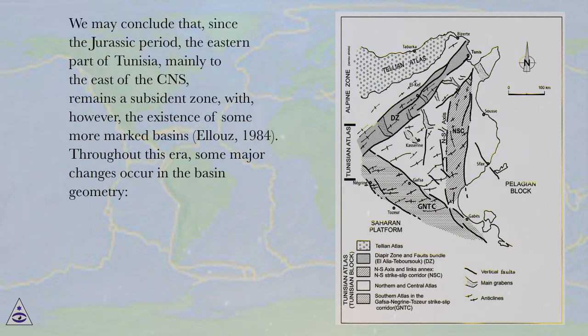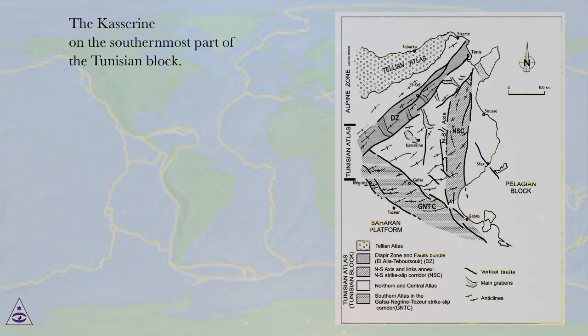We may conclude that, since the Jurassic period, the eastern part of Tunisia, mainly to the east of the CNS, remains a subsident zone, with, however, the existence of some more marked basins (Allows, 1984). Throughout this era, some major changes occur in the basin geometry. The Kasserine Island is superposed on the southernmost part of the Tunisian block.